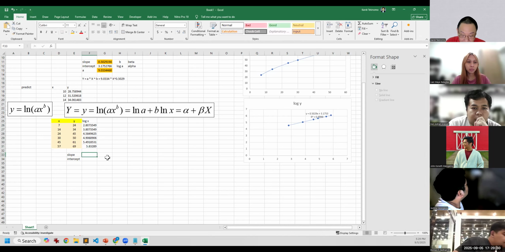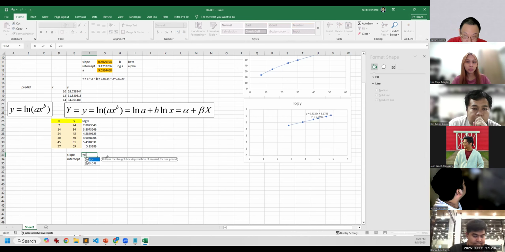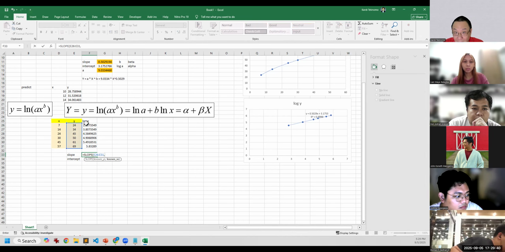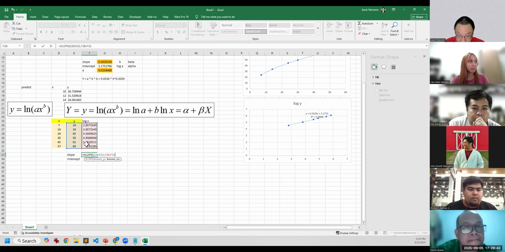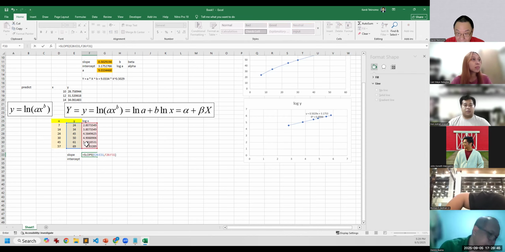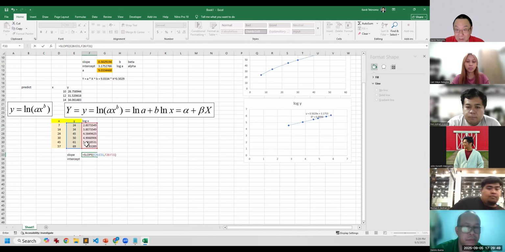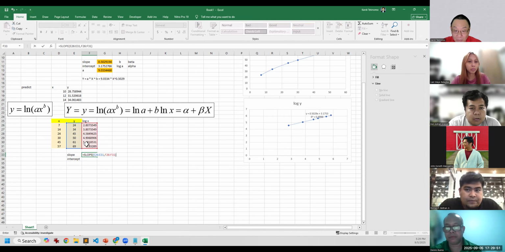Okay, so in that case we use slope. We use y here, and then the x is not x, but we use log x. Is it clear or not? That's the difference, depending on the different transformation. So this is how you will use it.